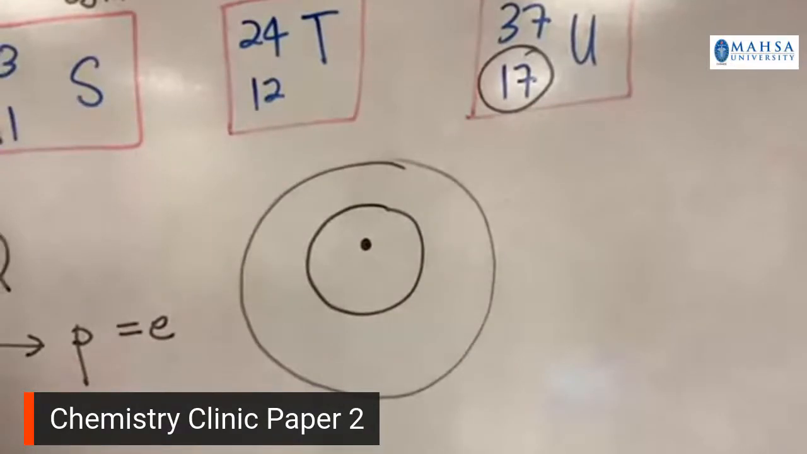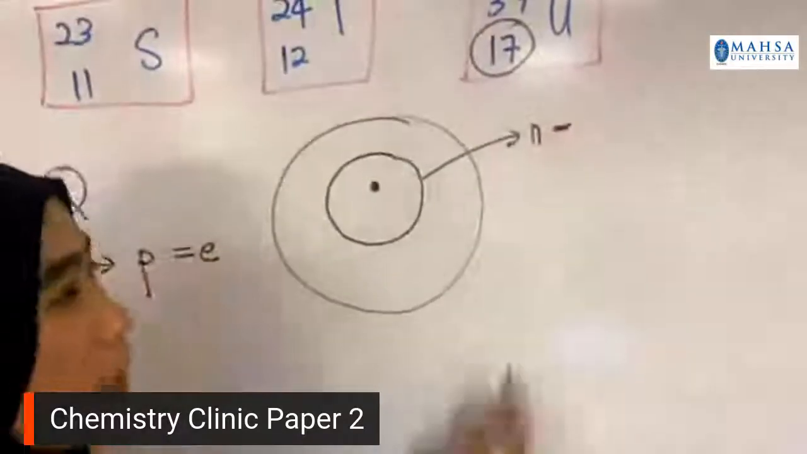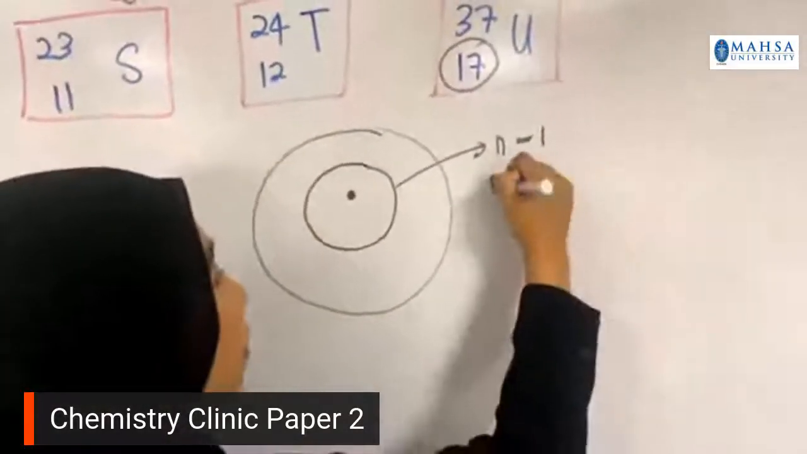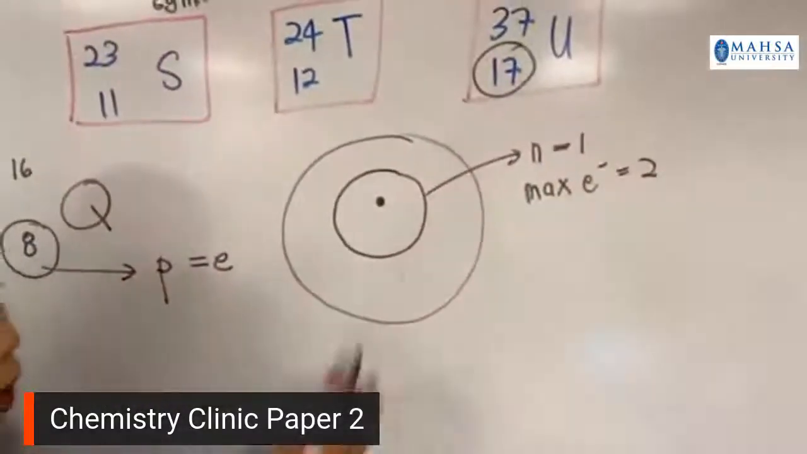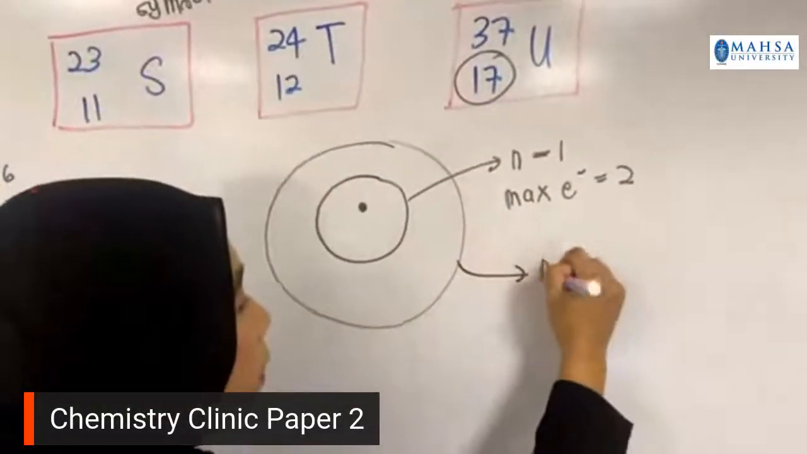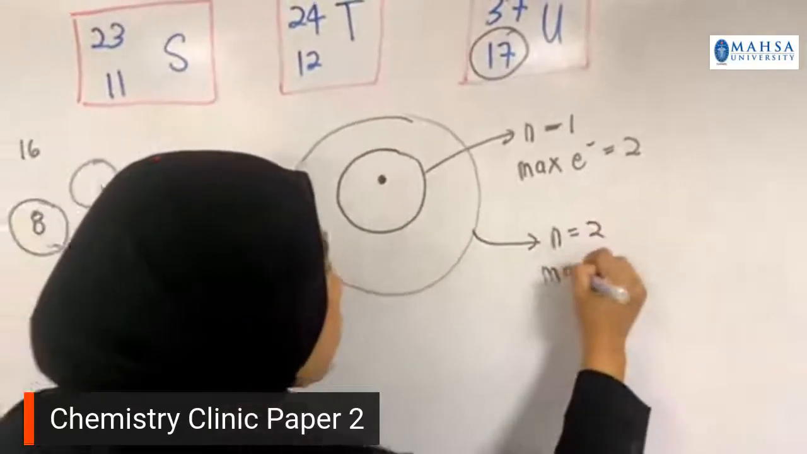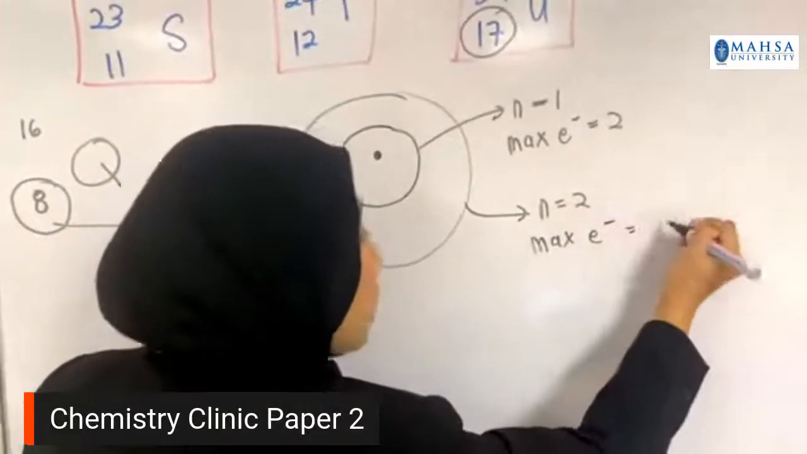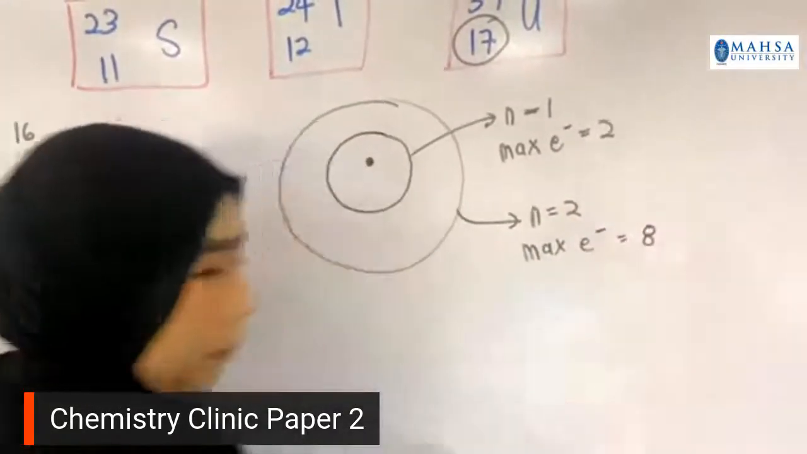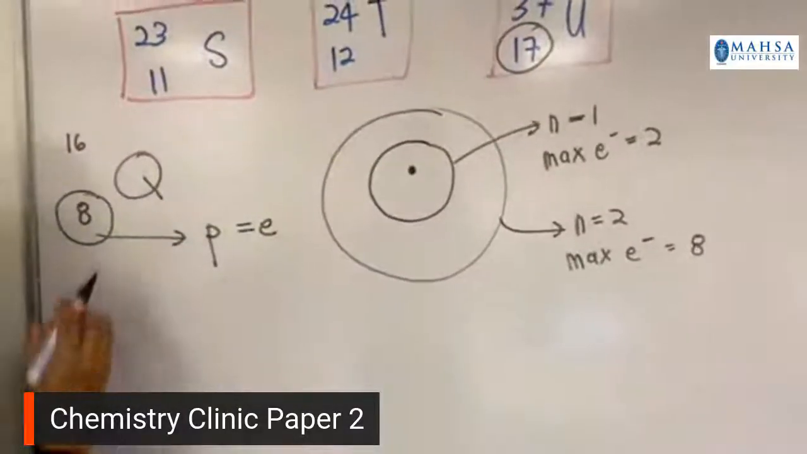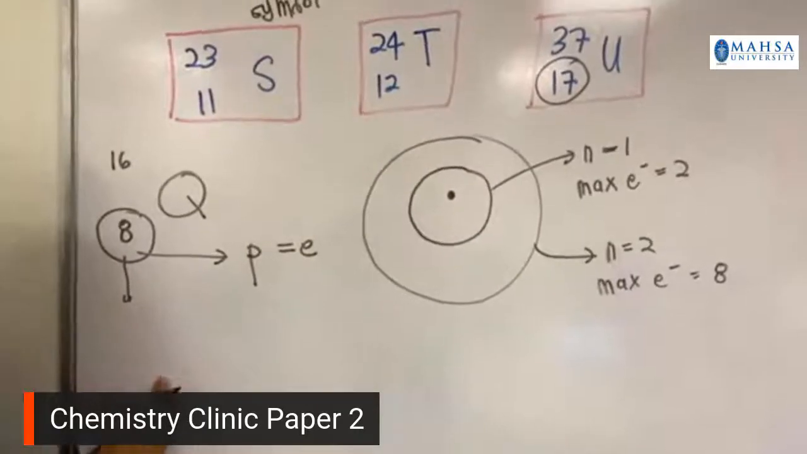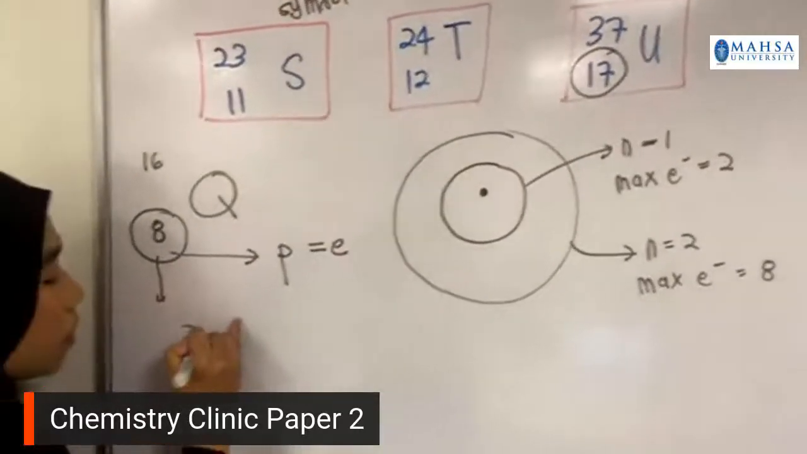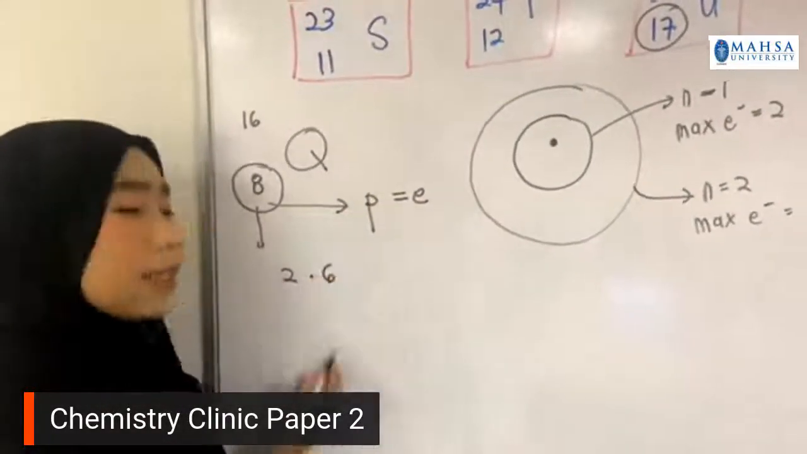What is the maximum number that you can put in the first orbital? For n equals 1, the maximum number of electrons is 2. And for orbital number 2, the maximum number of electrons is 8. So let's try to arrange this 8. How do we arrange it? It will be 2 and 6.